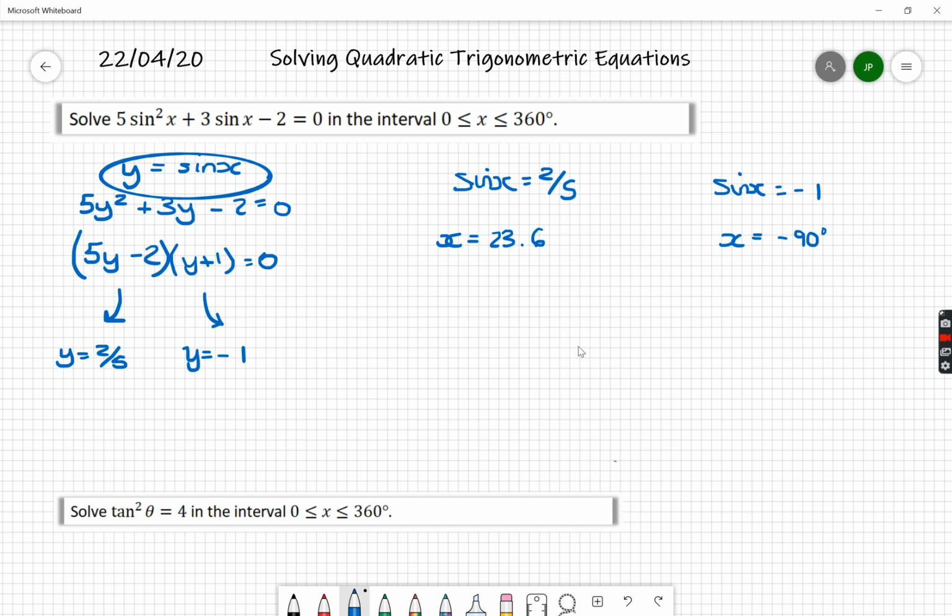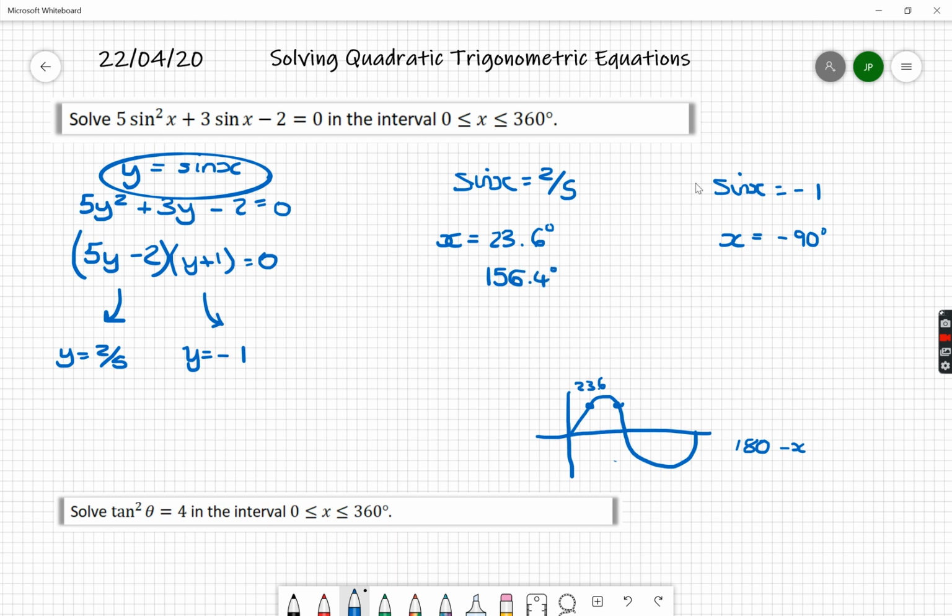Now remember, guys, these are just our principal values. We need to find all values that work. So I need to go back to my trigonometric graph. So I've got my sine graph. If we focus on this side first, I know my original solution is in here at 23.6. So I've got to find my second solution. I know that with sine, my other solution comes from doing 180 minus x. So I'll do 180 minus that. So my second solution should be 156.4 degrees.